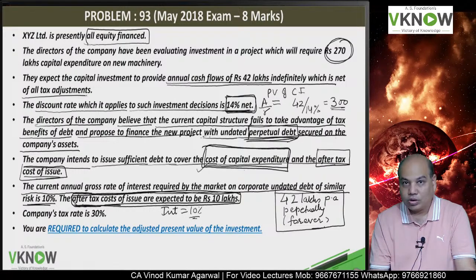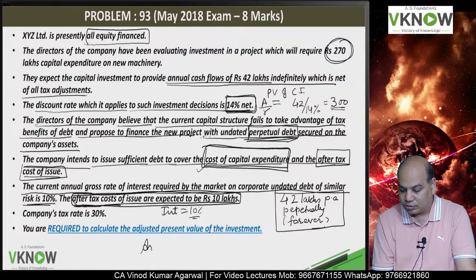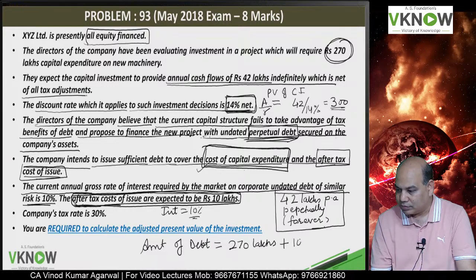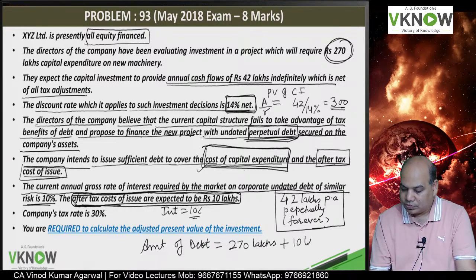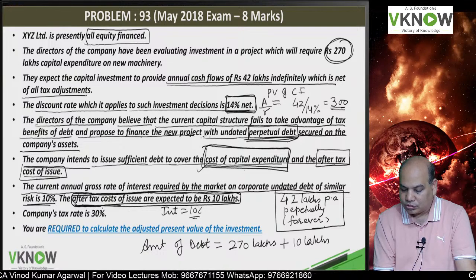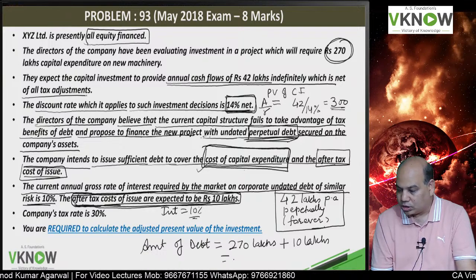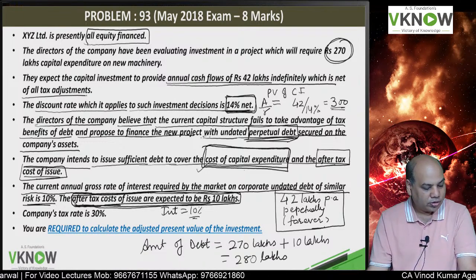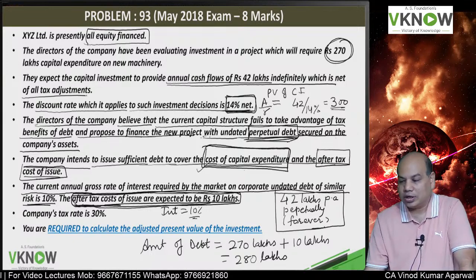So how much would be your amount of debt? Anybody who wants to guess, amount of debt will be how much? 270 lakh you require for capital expenditure. 10 lakh rupees is your after tax cost of issue. So total debenture to be issued would be 280 lakhs.